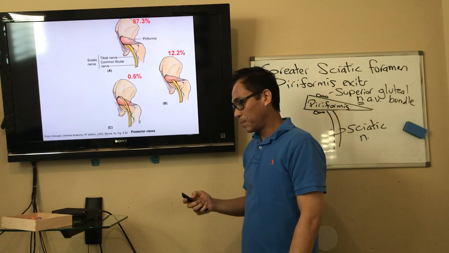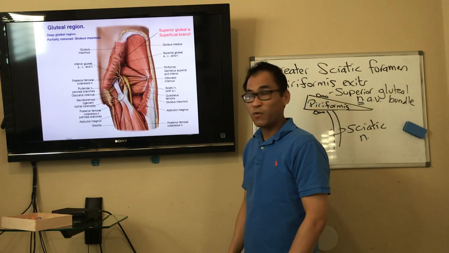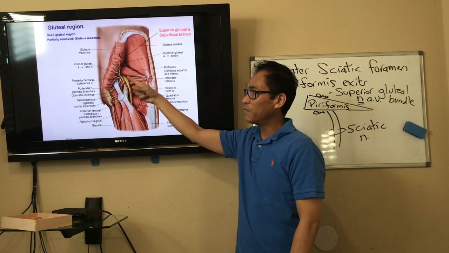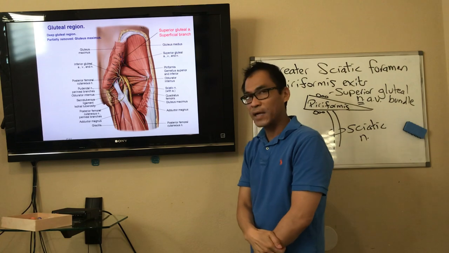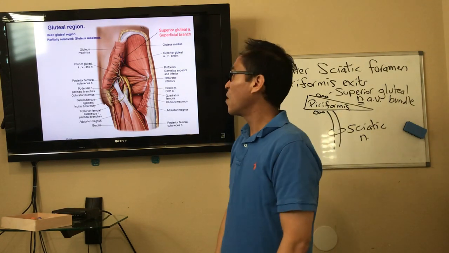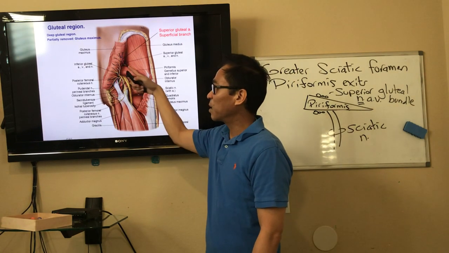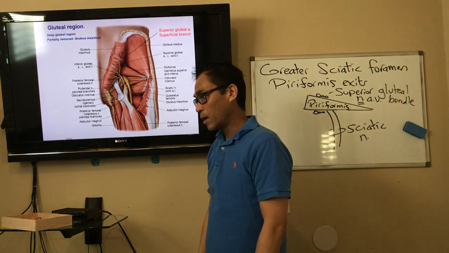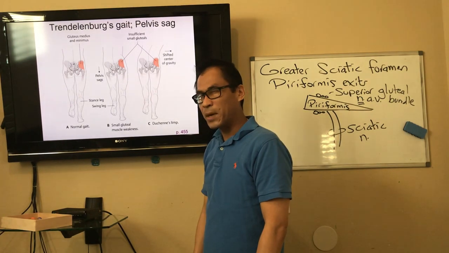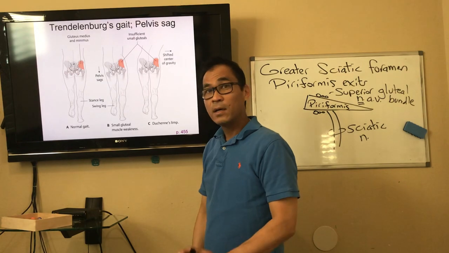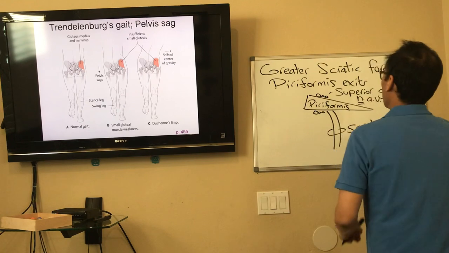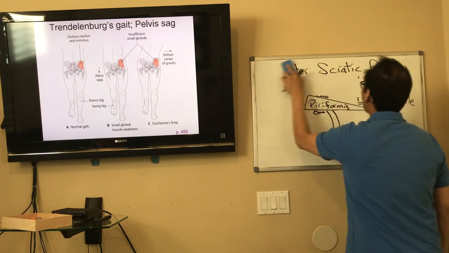So here's a fully labeled picture of this region. Again, use piriformis as a landmark. Superior gluteal nerve, artery and vein exit above; inferior gluteal nerve, artery and vein, along with the sciatic, exit inferior to the piriformis. If you have a compression of some of these nerves, particularly the superior gluteal nerve bundle, you have what's called small gluteal muscle weakness, which can cause pelvic sag. So note pelvic sag.